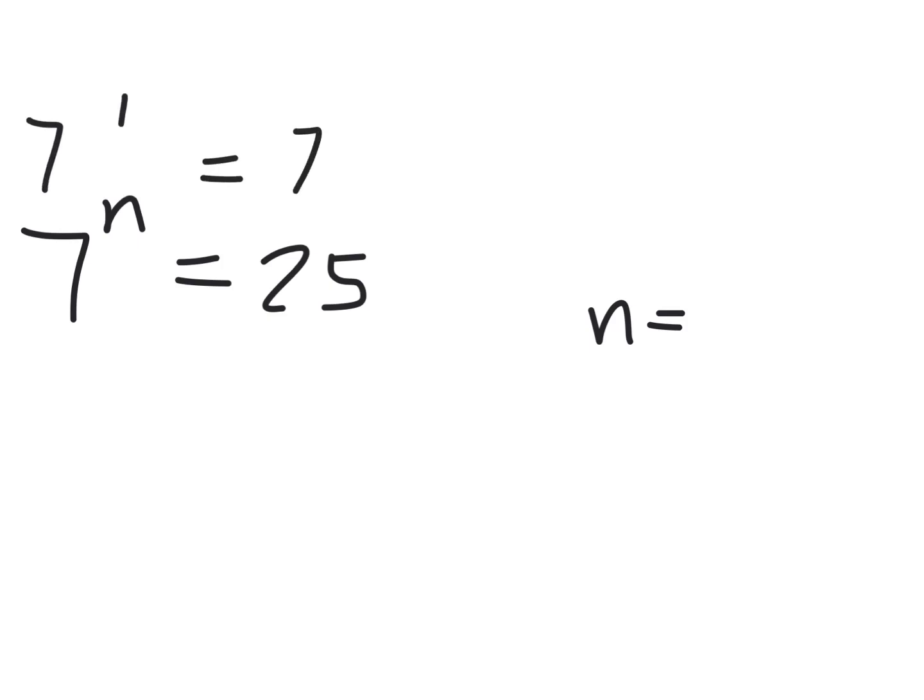7 to the 1 is 7. 7 to the 2 is 49. What's it closer to? 1.5 would be exactly in between. Is this exactly in between? No, it's a little closer to 1, so it's like 1.4. Raise your hand if you were in the neighborhood of 1.4-ish, maybe 1.3. Okay, good.